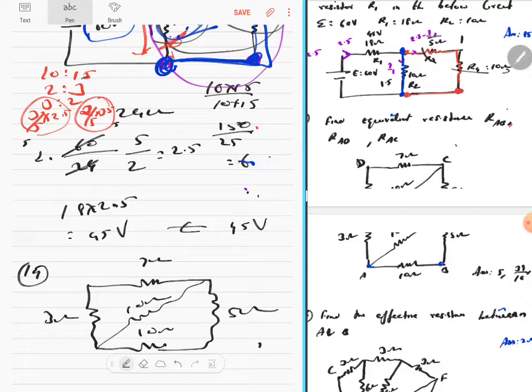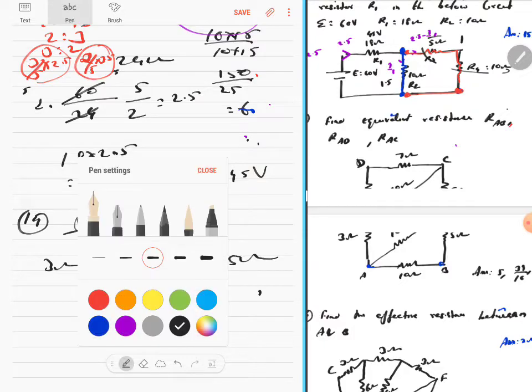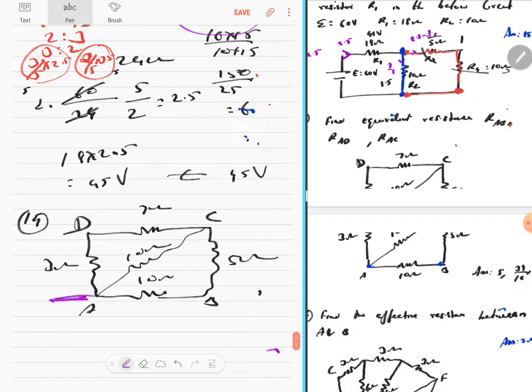What is the meaning of ABCD? This is A, this is B, this is C, and this is D. When they say equivalent resistance across RAB, it means you should extend the wire like this immediately. They are asking across RAB, which means this becomes parallel to the entire unit. You have to extend the wire.